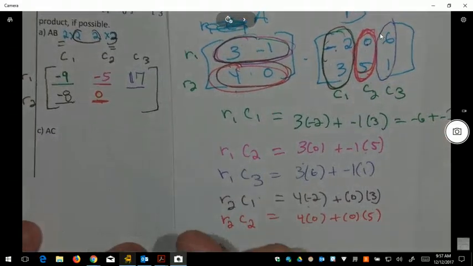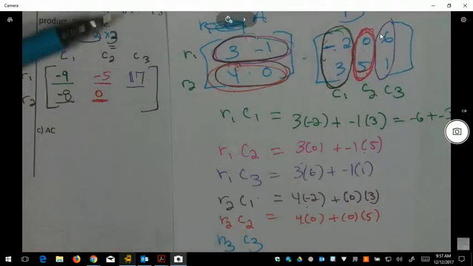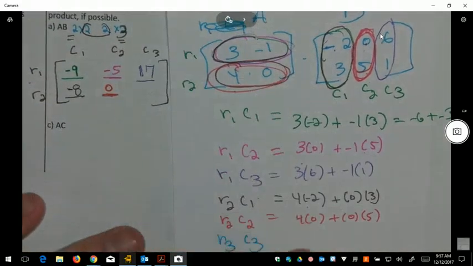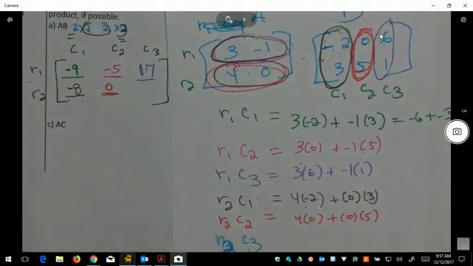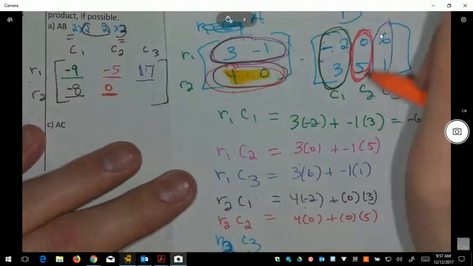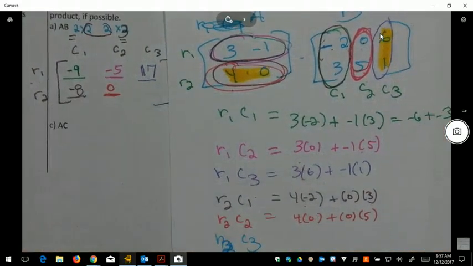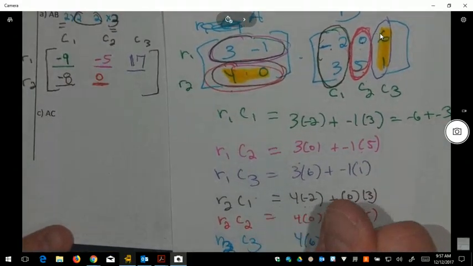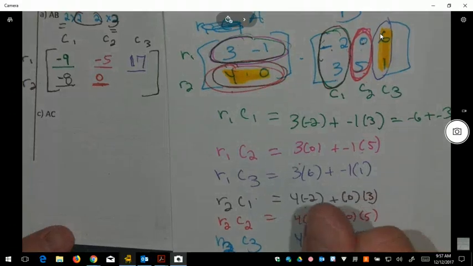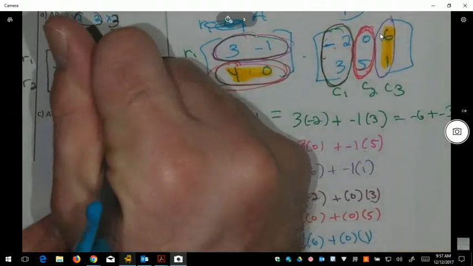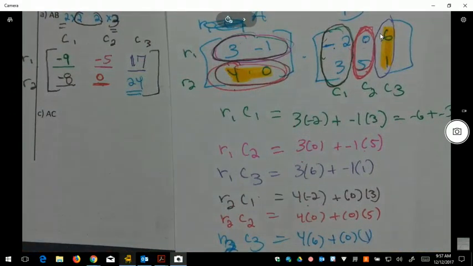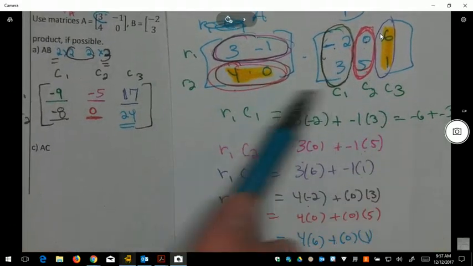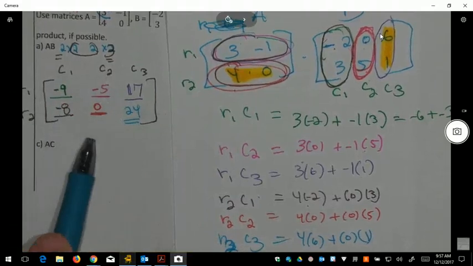And lastly, I have row 3, column 3. So I have to use, not row 3, geez, row 2, column 3. So I have to use row 2 and column 3 to get that last element. That's 4 by 6 and 0 by 1. So that's just 24 plus 0, which is 24. So here's the product of those two matrices, matrix A and matrix B, multiply out to this new matrix.